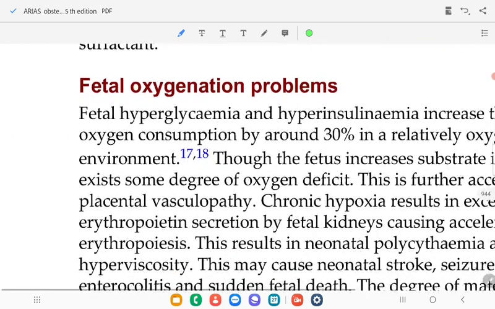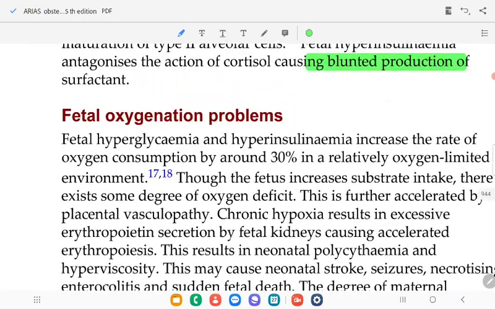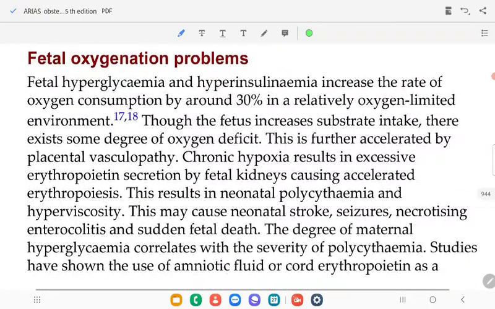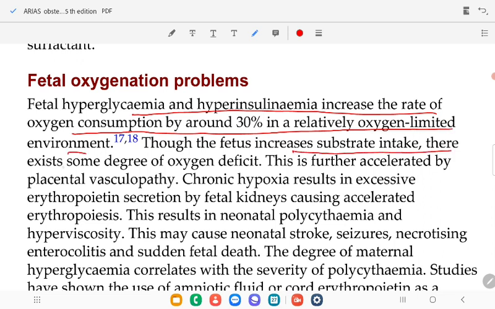Okay. Fetal oxygenation problem. Fetal hyperglycemia and hyperinsulinemia increase the rate of oxygen consumption by around 30% in a relatively oxygen-limited environment. Though the fetus increases the substrate intake, there exists some degree of oxygen deficit. This further accelerates the placental vasculopathy.